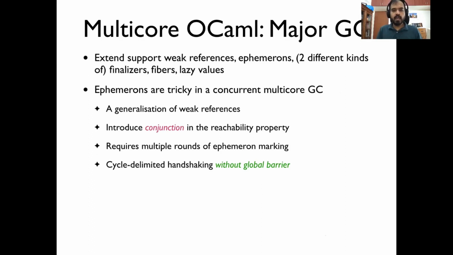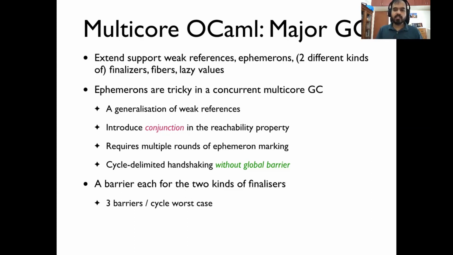Ephemerons are particularly tricky to get efficiently implemented in the concurrent multicore GC. Ephemerons themselves are a generalization of weak references, and the property that they bring in is they introduce conjunction in the reachability property of OCaml for objects in the heap. And this requires multiple rounds of ephemeron marking and also marking the heap in order to reach a fixed point. And in this work, what we've shown is we can implement a cycle delimited handshaking algorithm in order to perform the ephemeron marking without requiring a global barrier.